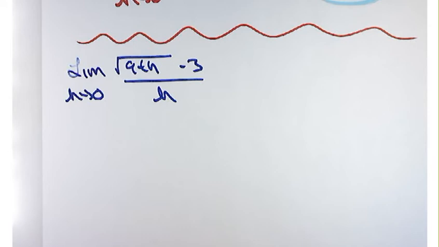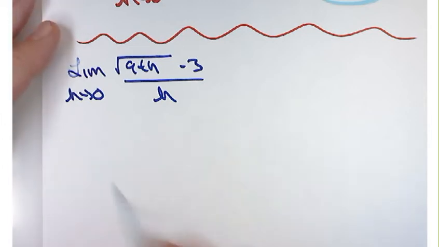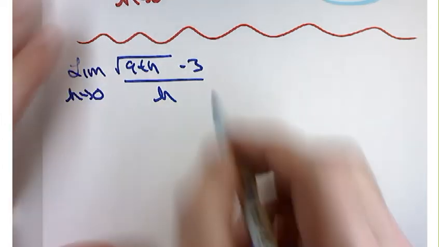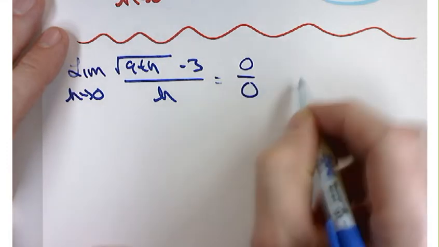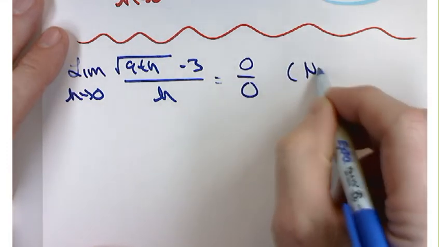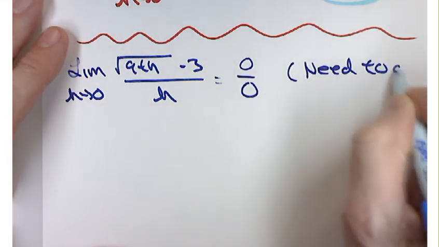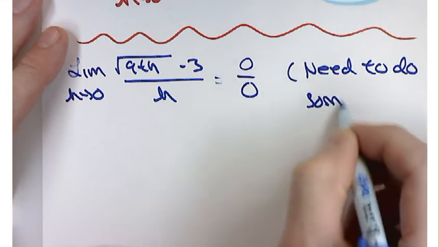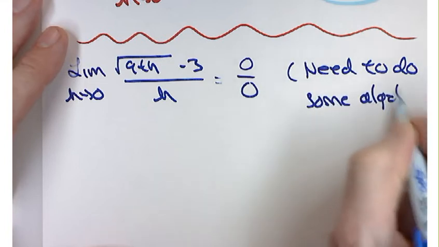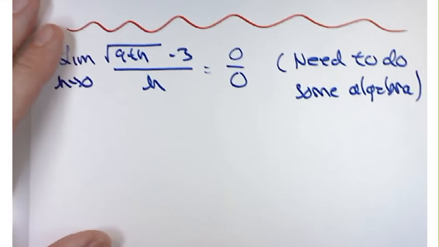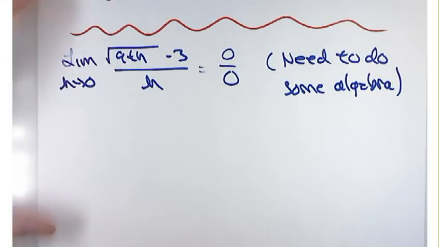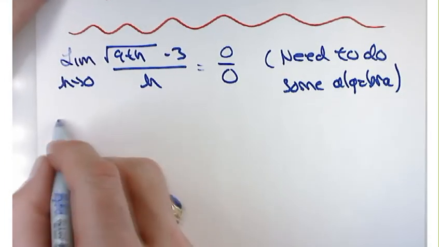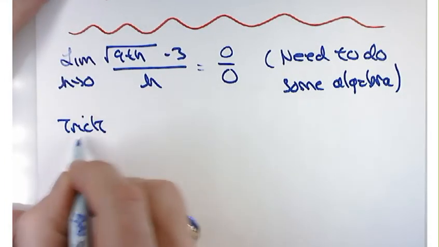All right. Now there's a different trick in this one yet again. Let me show you the trick, and then we'll go back and apply it. But you end up with 0 over 0. So basically that's saying you need to do some algebra. Now our trick in this one goes back to this.